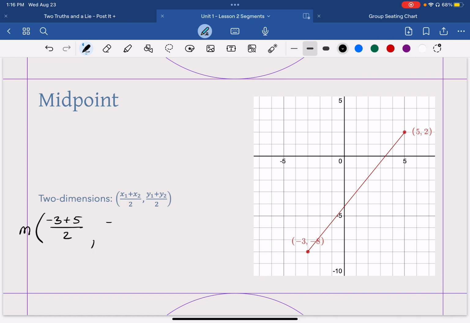Our y's are going to be negative 8. Remember, it has to correspond with this. If we're starting with negative 3 plus 5, we have that negative 3 corresponds with negative 8. And then we got plus 2 all over 2. So M is going to be a 2 over 2. Negative 8 plus 2 is going to give us a negative 6 over 2. And so finally, our midpoint is going to be 1, negative 3. So let's find that on 1, negative 3.